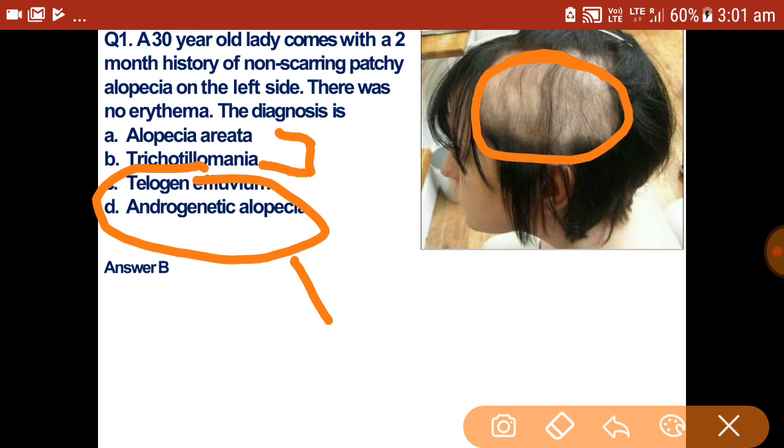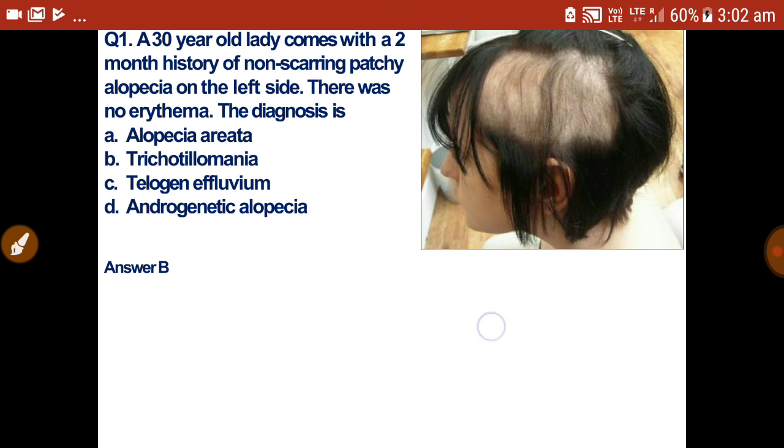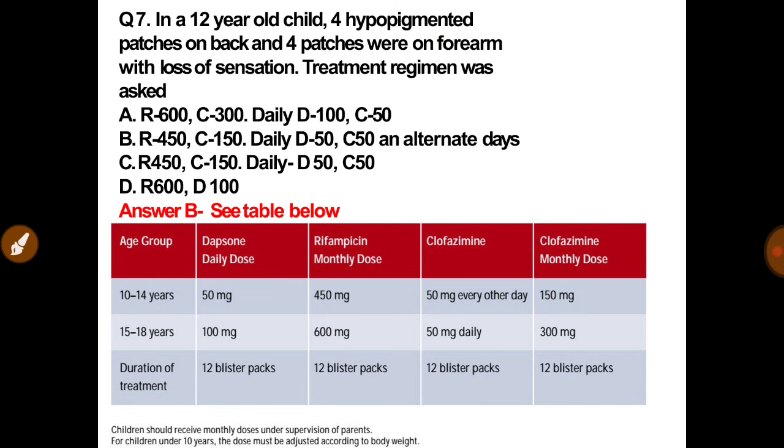Now, among alopecia areata and trichotillomania, alopecia areata will have smooth-surfaced, complete patchy loss, while we will see incomplete loss in trichotillomania. So here we can see this is not a smooth hair loss. This is what is called incomplete hair loss in a patch, and this belongs to trichotillomania. They have pulled their own hair, a sort of psychiatric condition.